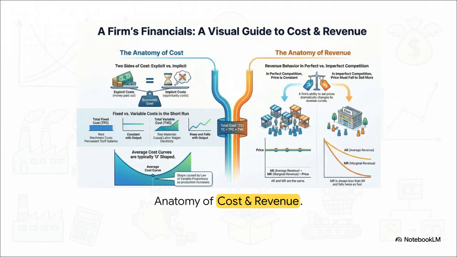Now, pivoting over to the revenue side, imperfect competition completely changes the game. Under imperfect competition, to sell more items, a firm absolutely has to drop its price. Let's walk through a numerical schedule on the factory floor to see this in action. Imagine your output is rising from 1 to 7 units. To make those sales, your price, which is your average revenue, drops continuously by 2 rupees at each level. So it falls from 20 rupees down to 18, 16, all the way down to 8.